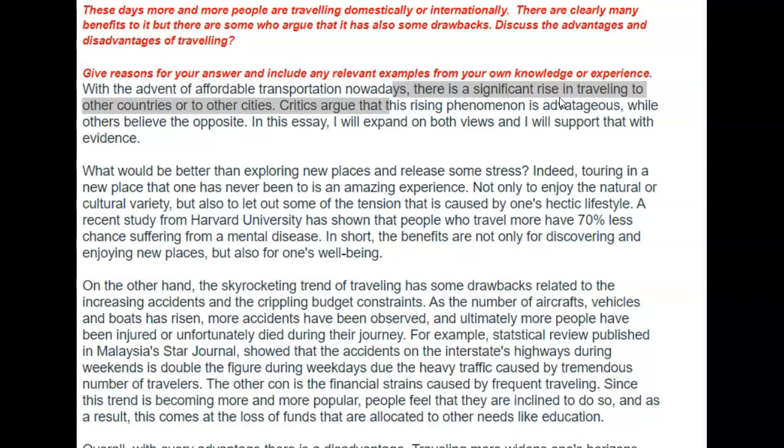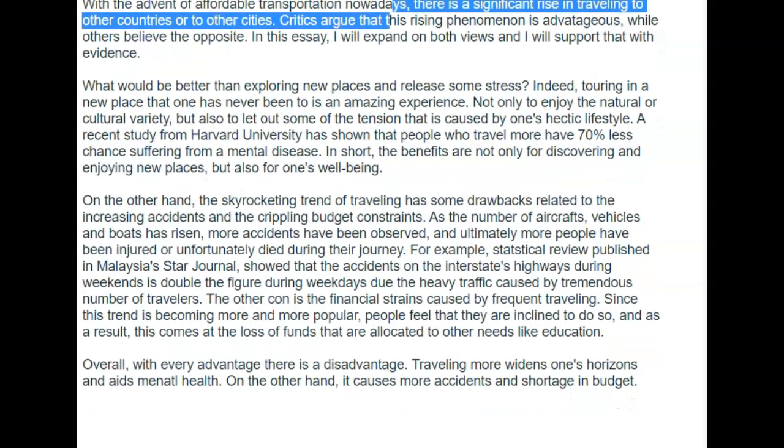Okay, that's lovely. I like it because you say that you're going to talk about both views. You don't give your opinion. You don't have to because it just says discuss the advantages and disadvantages. Nowhere does it say you must include your own opinion. You didn't do that, and that was appropriate. Okay, so let's see what you wrote after that.